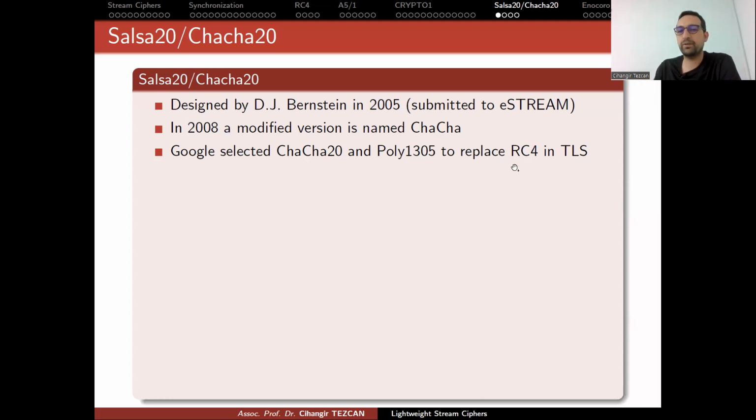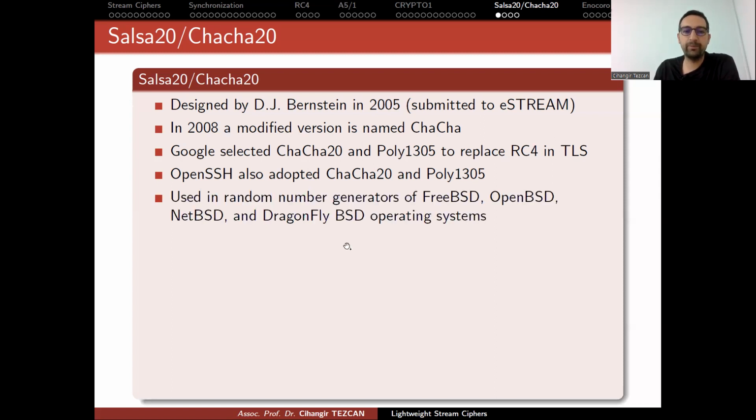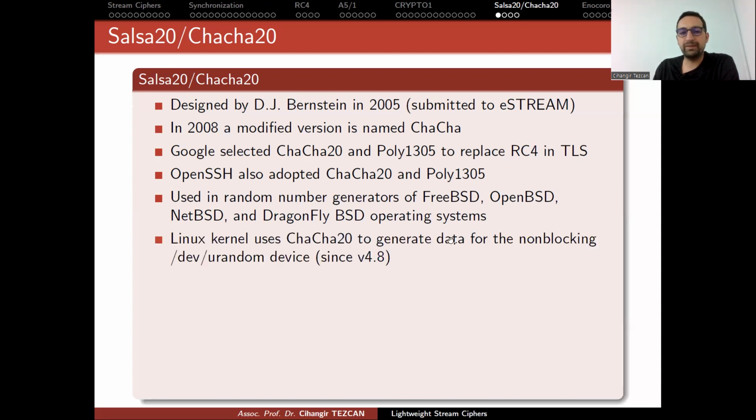But since RC4 is broken, Google said that they are going to replace it with ChaCha20. So they actually put it into their Chrome browsers, mostly in mobile phones and tablets. So Google was one of the first to use this algorithm. OpenSSH also adopted ChaCha20. ChaCha20 is also used in random number generators in many operating systems. The Linux kernel uses ChaCha20 to generate data for the non-blocking urandom device.